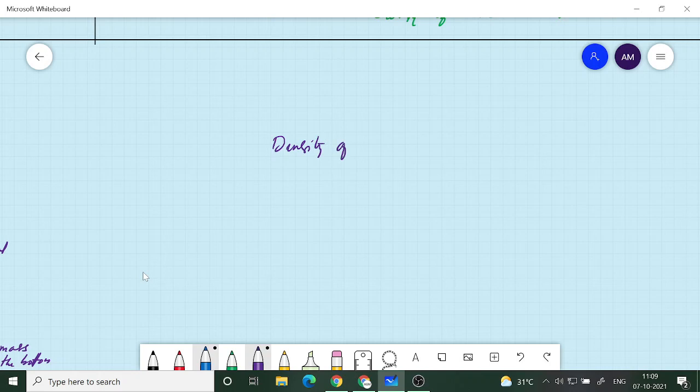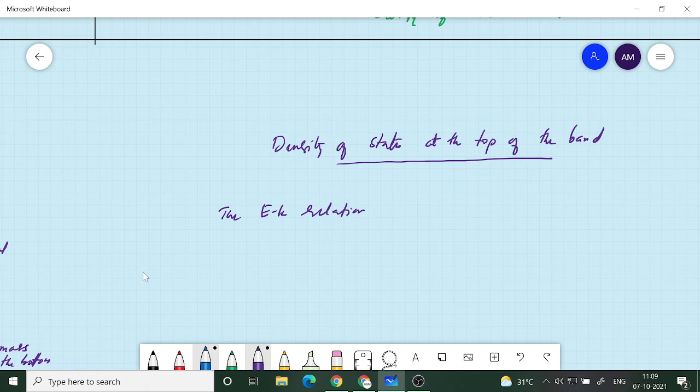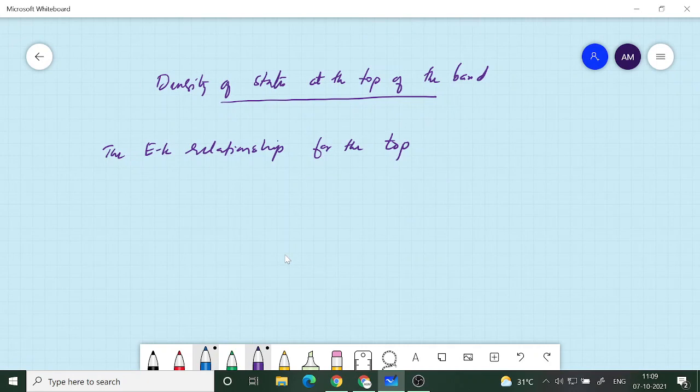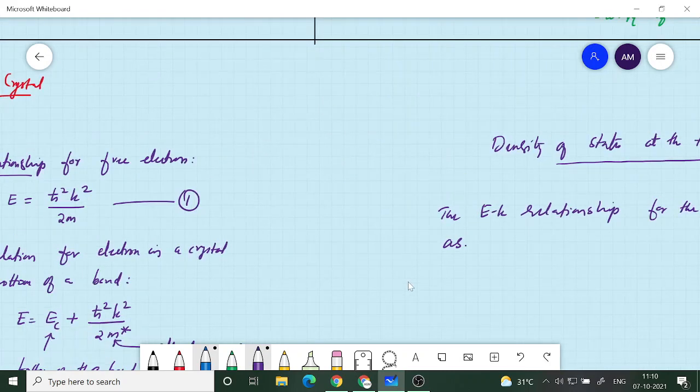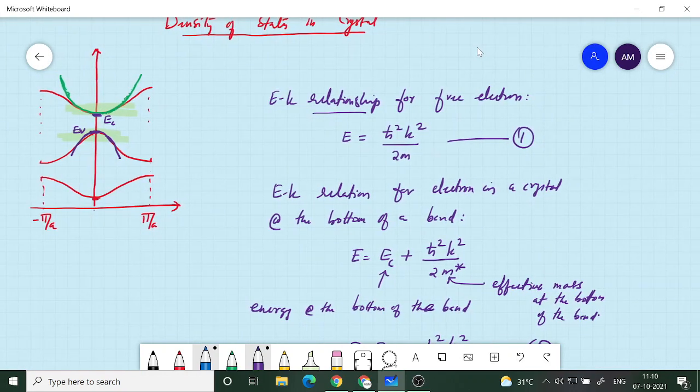Density of states at the top of the band. So the E-k relationship for the top of the band can be written as, so this is also a parabola, but it is a downward facing parabola. Okay, so it's a downward facing parabola.